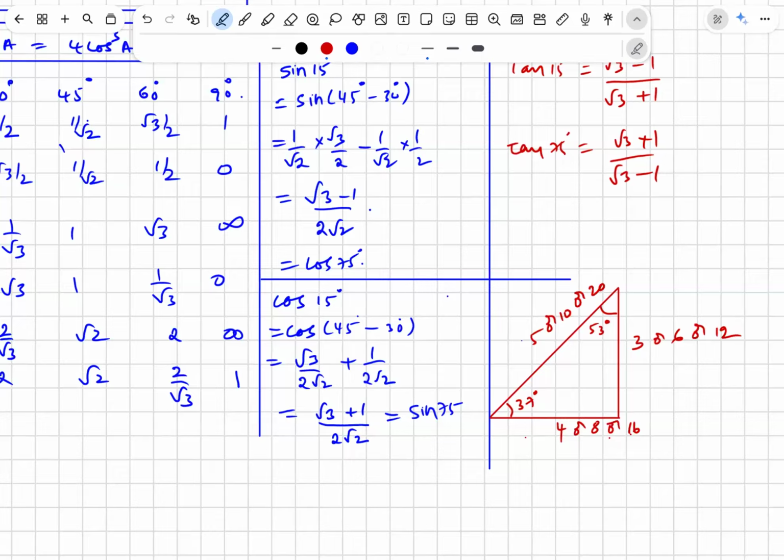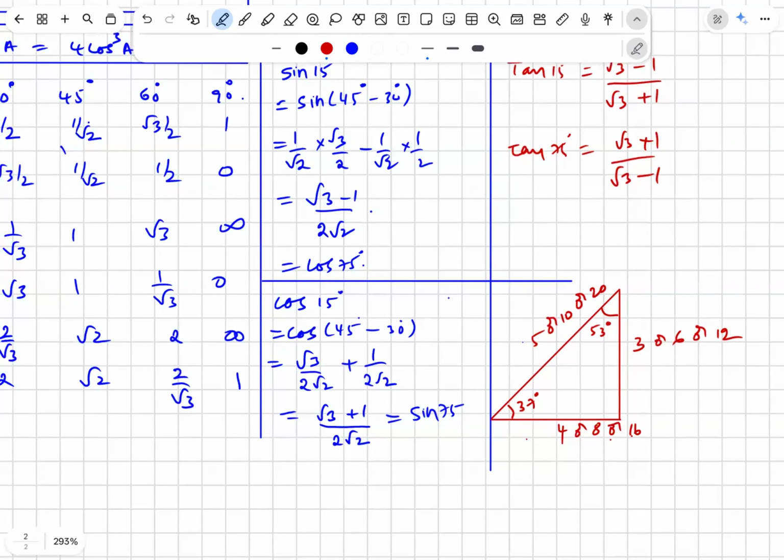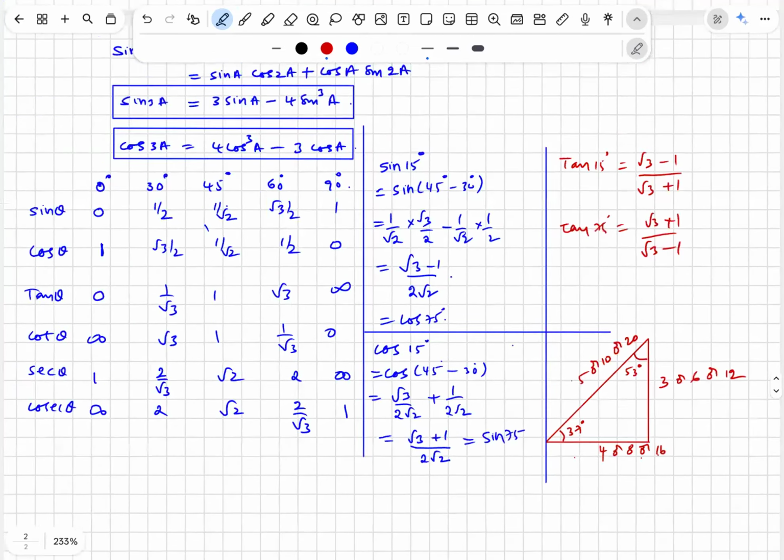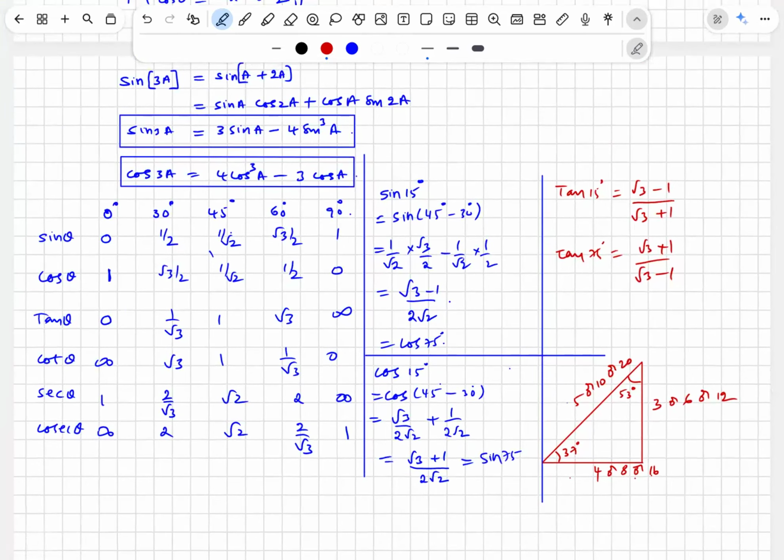Very simple. You may see 12, 16, 20 as a triangle, 6, 8, 10 as one triangle, 3, 4, 5 as one triangle. Very famous. I just require these things under trigonometry. If this page is with you, that's more than sufficient. You can handle anything, whatever is required.